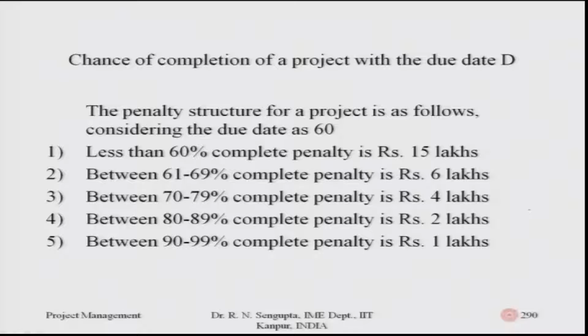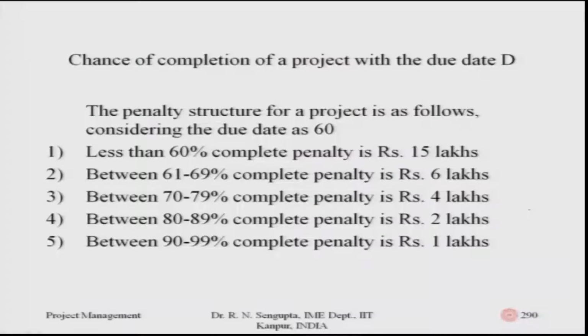So, the penalty structure for the project can be, for example, as follows. Coming back to the example which I finished in the 289 slide, between D1 and D2, the deadlines and the due dates. If you are able to finish only 60% completion of the jobs, you pay a penalty of 15 lakhs. So, there is a fixed penalty. In that case, what I mentioned was 2 lakhs per day.